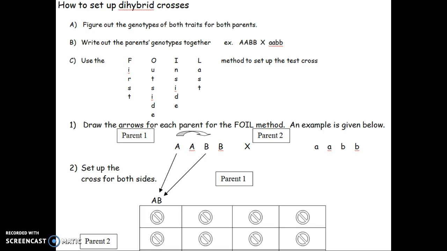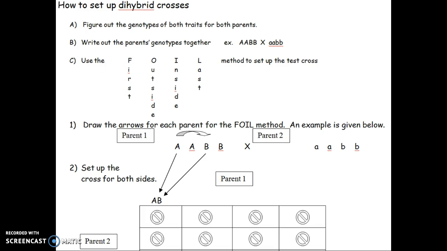The first piece that you need to do is write the genotypes of both parents. They'll say they're homozygous for this or heterozygous for this, and you have to figure out what their genotypes are. In this case, this parent is purebred for the dominant alleles for A and B, and this parent is purebred for the recessive versions of each allele. Now you're going to use the FOIL method to figure out what goes where. Instead of a simple 4-square Punnett square, this ends up being a 16-square Punnett square.